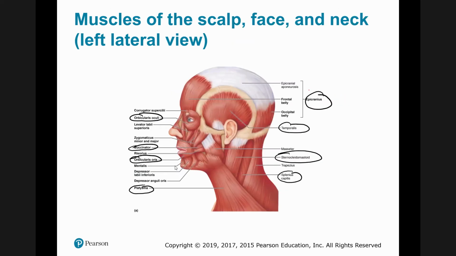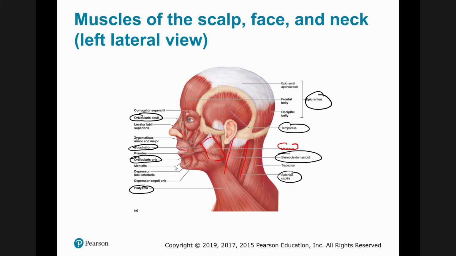Here, again, another picture. So, epicranius. Epicranius includes the frontal belly, occipital belly, and epicranial aponeurosis. The muscles of your head: temporalis, which is the muscle next to the temporal bone. Then you have masseter, which I forgot to mention. Masseter, okay.